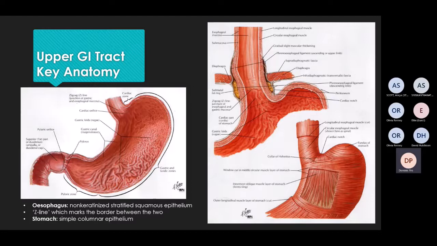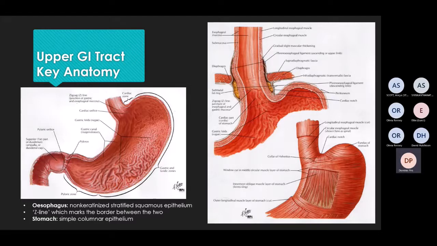Basically, squamous epithelium serves to protect the body from pathogens and also prevent fluid loss, and is found in the mouth, the esophagus, and places like the vagina. The simple columnar epithelium is found in the stomach and the intestines and secretes mucus, which protects itself, enzymes, and acid, which allows nutrients to be absorbed into the bloodstream.